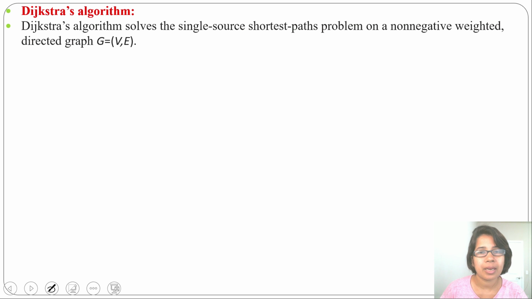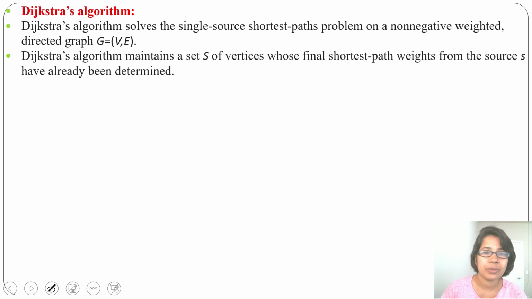There is another algorithm, Bellman-Ford algorithm, that works on negative weighted graphs. But this Dijkstra algorithm only works for positive weighted graphs. Sometimes it works on negative weights if there is no negative weight cycle present.